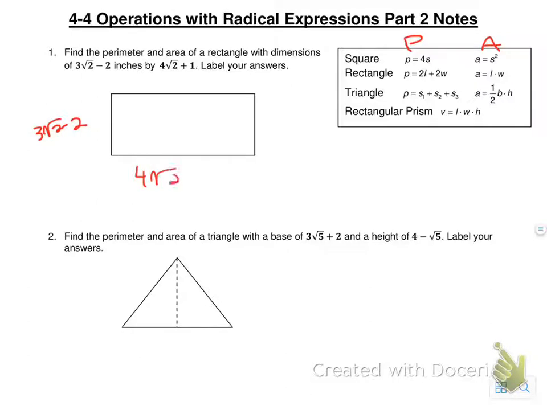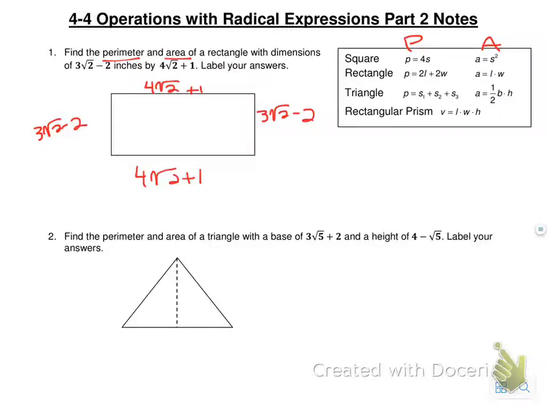4 root 2 plus 1 as the other dimension. So this is asking us to find the perimeter and the area of a rectangle with these dimensions. So I'm going to go ahead and label all 4 sides. Okay, now for perimeter, we're going to add them all up.